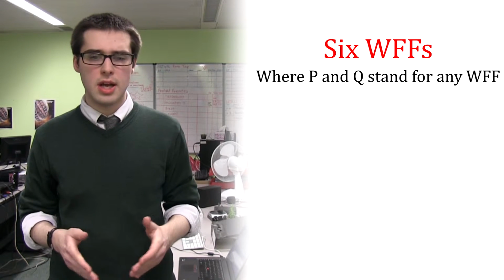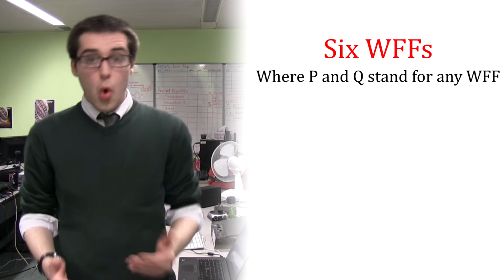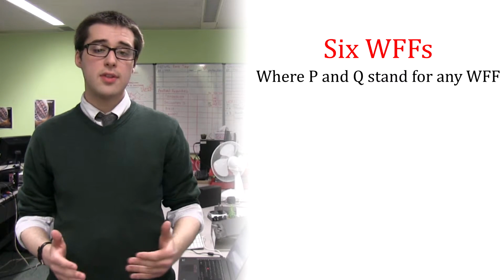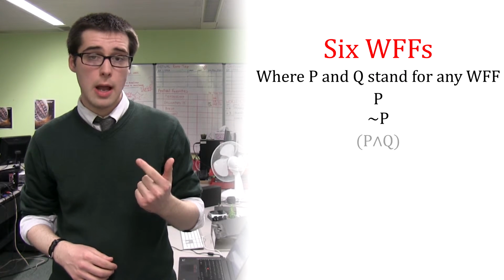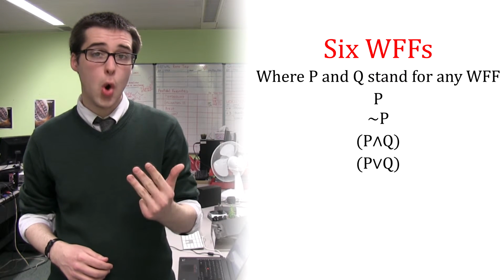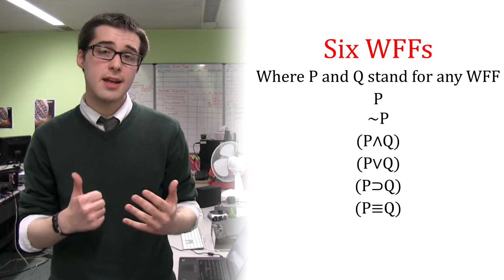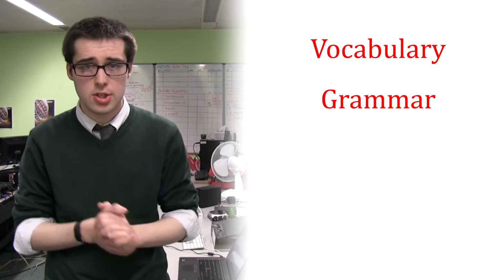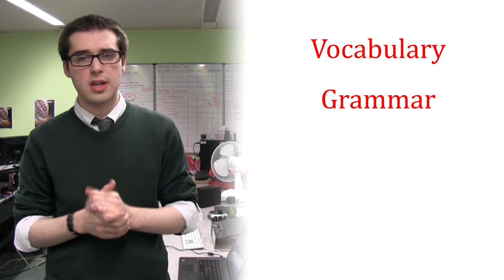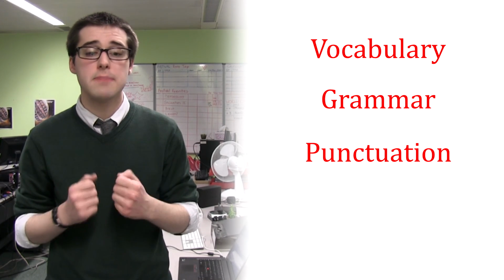There are only 6 well-formed formulas. If P and Q stand for any well-formed formula, be that atomic or more complicated, then we can say that the 6 well-formed formulas are P, not P, P and Q, P or Q, if P then Q, and P if and only if Q. Now that we understand the vocabulary and rules of grammar of propositional logic, we must also understand the rules of punctuation before we can begin translating from natural language.